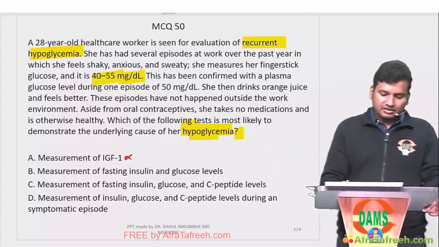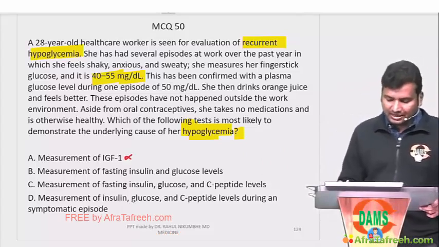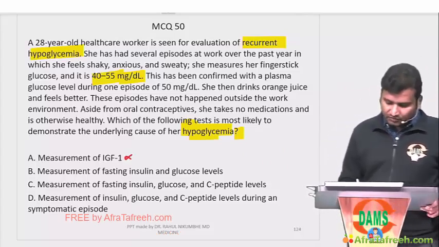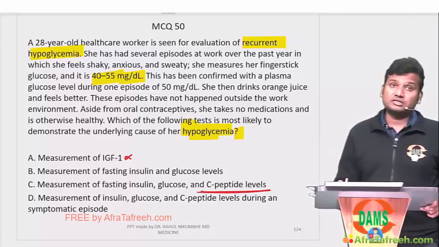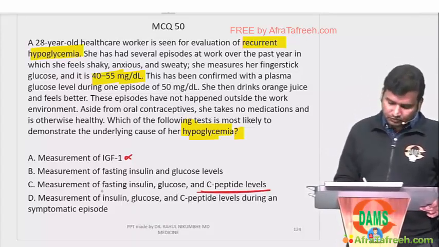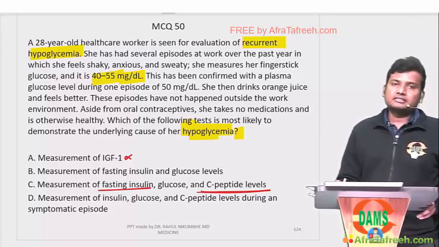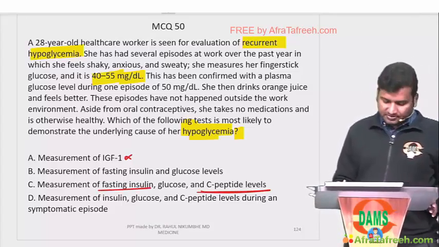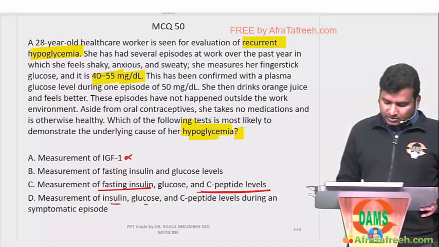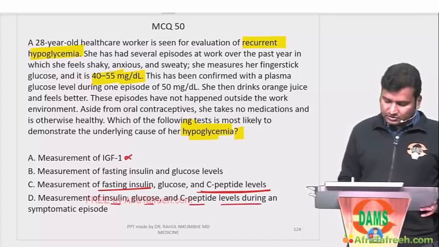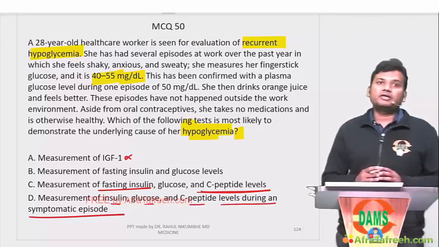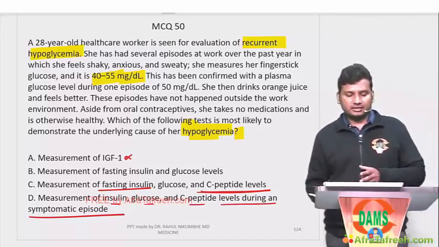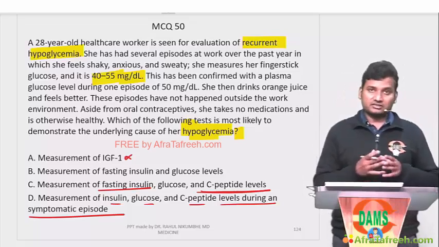Second, measurement of fasting insulin, glucose and C-peptide levels. It is very important: C-peptide with insulin. It is the best test, insulin with C-peptide. Then measurement of insulin, glucose and C-peptide levels during a symptomatic episode. So now very good options are there. One is asking about fasting.